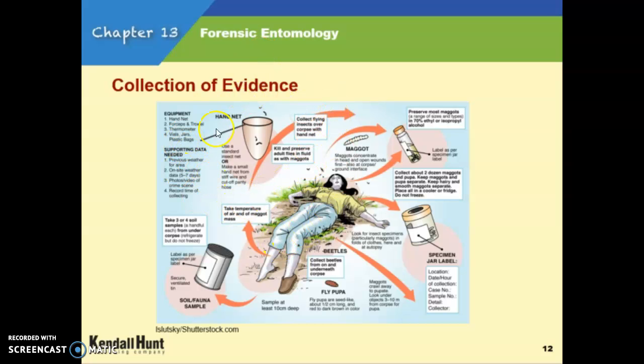So hand net would be used to collect flying insects. You can also use tweezers to collect maggots and preserve them. You could collect insects, maggots, beetles, flies, etc., and put them in a specimen jar. And then you would take 3 or 4 soil samples from under the corpse as well, and all that is labeled.